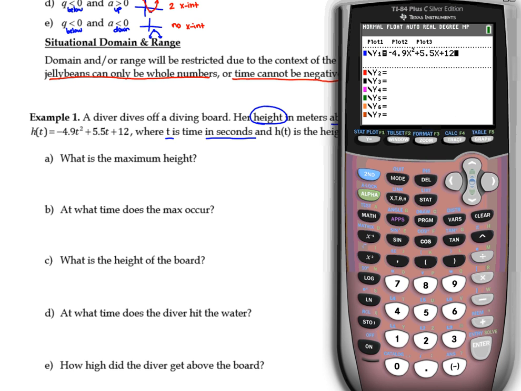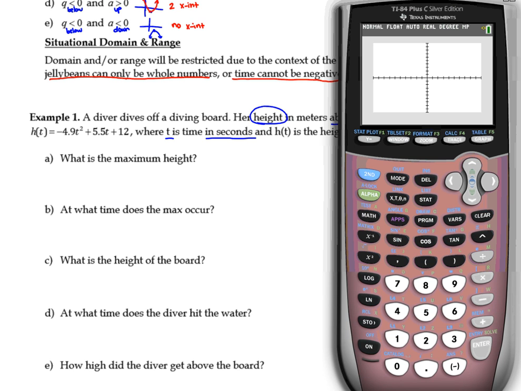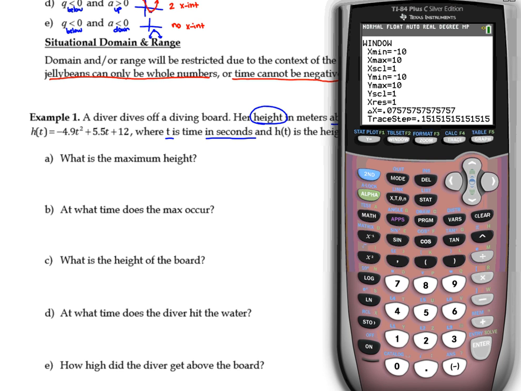What is the maximum height? How do I get the maximum height? What's that called? What do I have to look at? First off, can you even see it on here? No, so we need to change our windows. Specifically, what part of our windows? X or Y? Y, we need to go higher or lower? Higher. So Y max, what do you want to make it to?